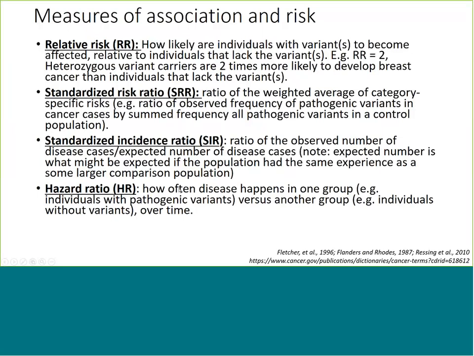The hazard ratio measures how often disease happens in one group, for example, individuals with pathogenic variants, versus another group, for instance, individuals without variants, over time. One factor that I'd be careful to consider here is how often follow-up occurs. One thing that we've realized in looking at hazard ratios for colorectal cancer, for instance, is that cases may have been followed up over time more frequently than controls.